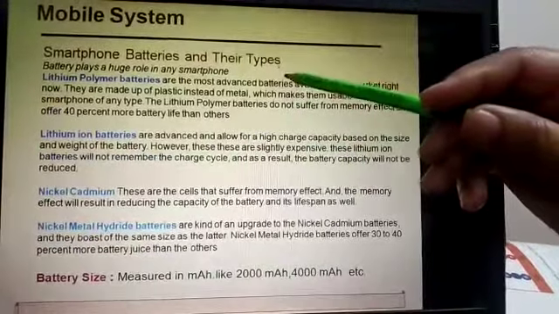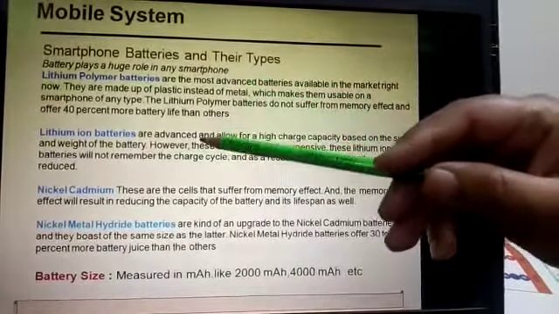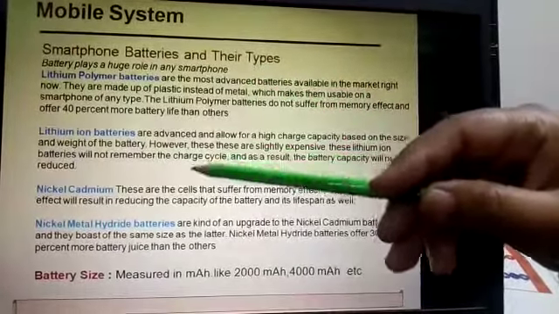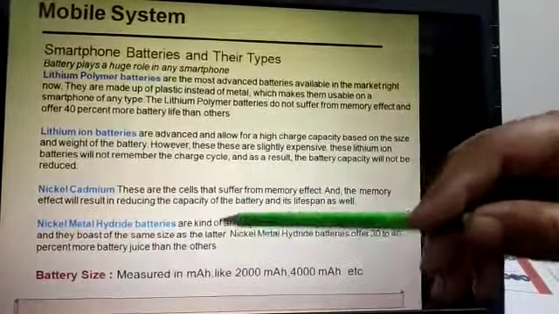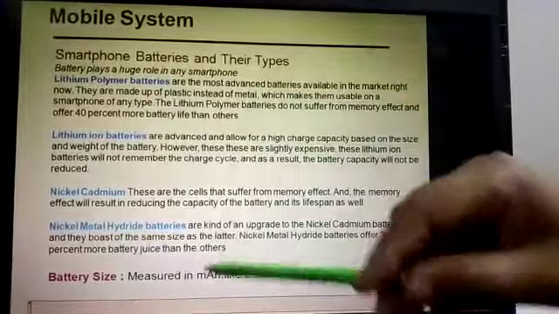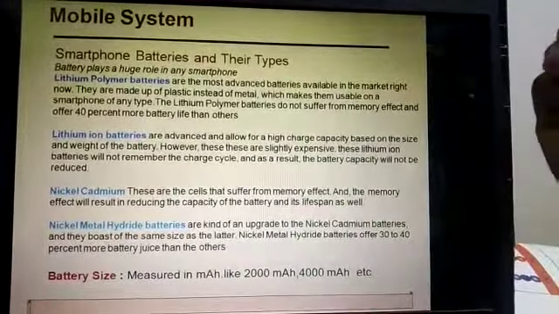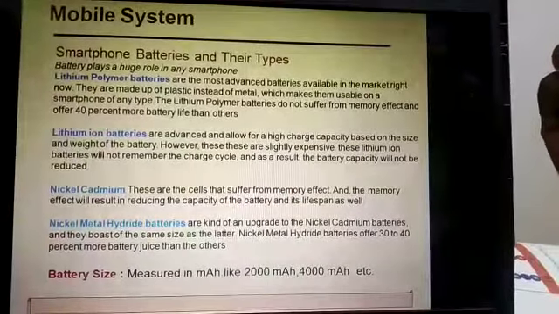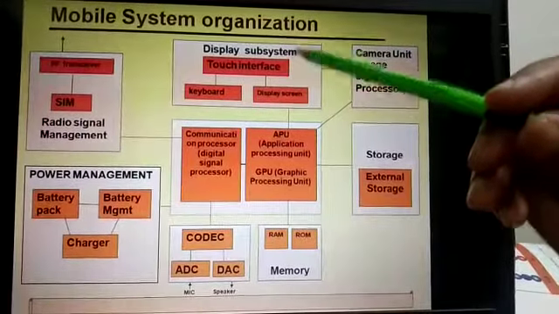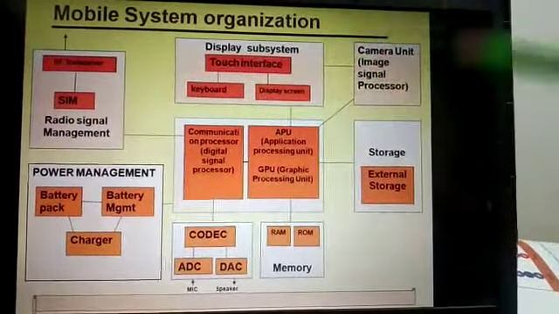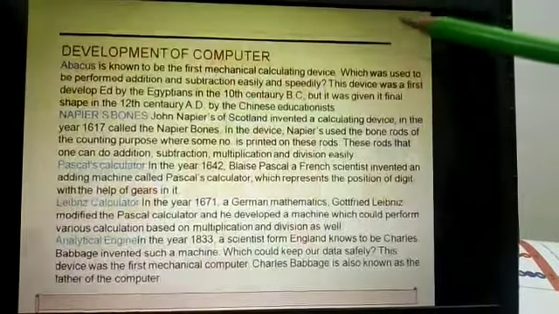Smartphone batteries and their types. One is lithium polymer batteries, another is lithium ion batteries, nickel cadmium and nickel metal hydride batteries. These battery sizes are measured in 2000 mAh, 4000 mAh, etc. Mobile system organization. This is a total block diagram of the mobile system organization.